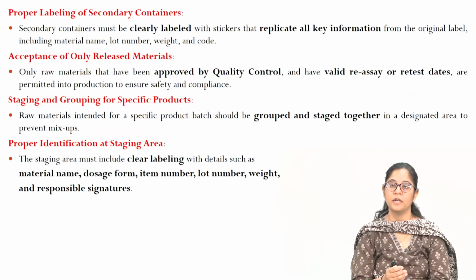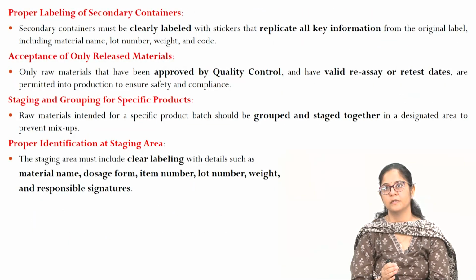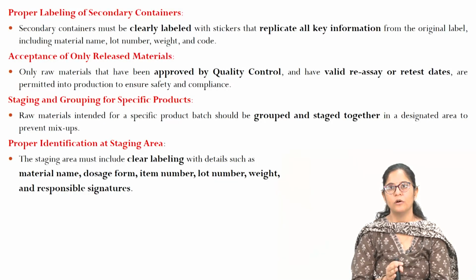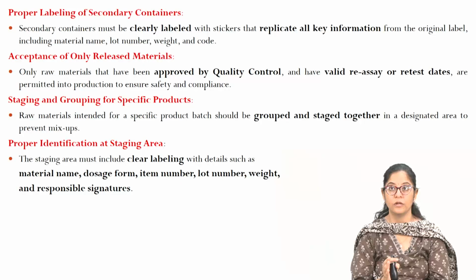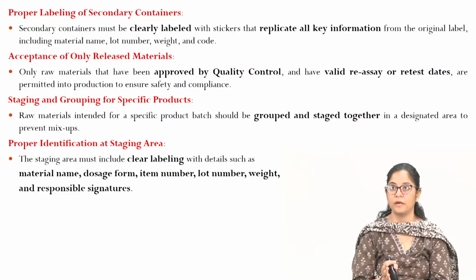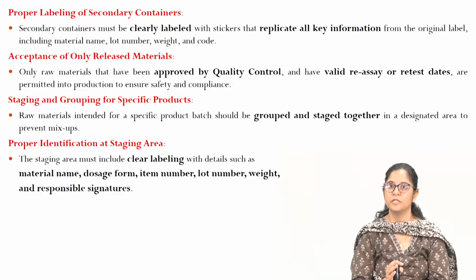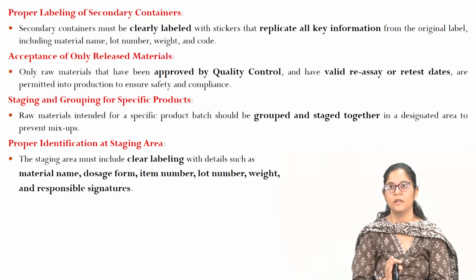Then secondary containers must be clearly labeled with stickers that replicate all key information from the original label, including the material name, lot number, weight and code. Only raw materials that have been approved by the quality control and have a valid re-assay or retest date are permitted into the production to ensure safety and compliance.